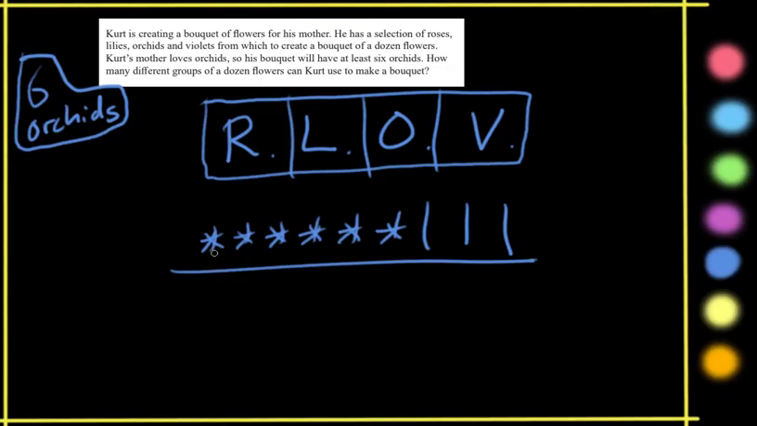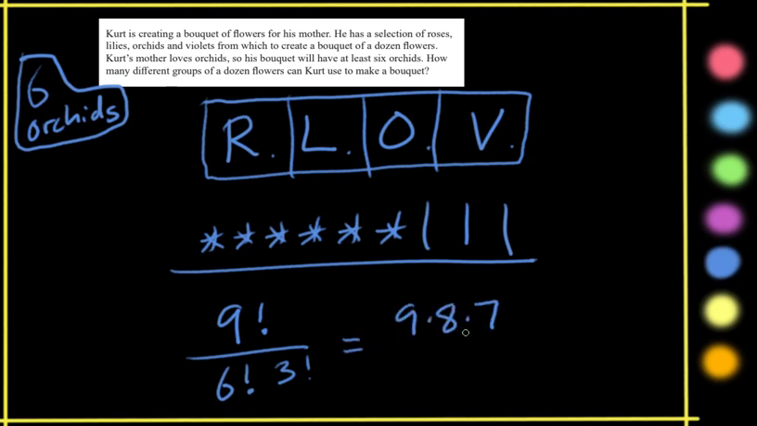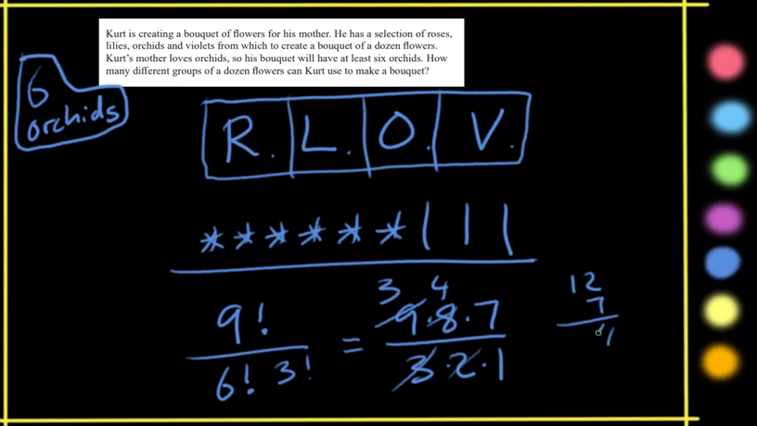So how many do we have altogether? We have 9. So we have 9 factorial divided by the number of stars, which is 6 factorial, and the number of bars, which is 3 factorial. So this is going to be 9 times 8 times 7 divided by 3 times 2 times 1. This cancels to give us 3. This cancels to give us 4. So we have 3 times 4 times 7, which is 12 times 7, which is 84. And that is our answer, 84.